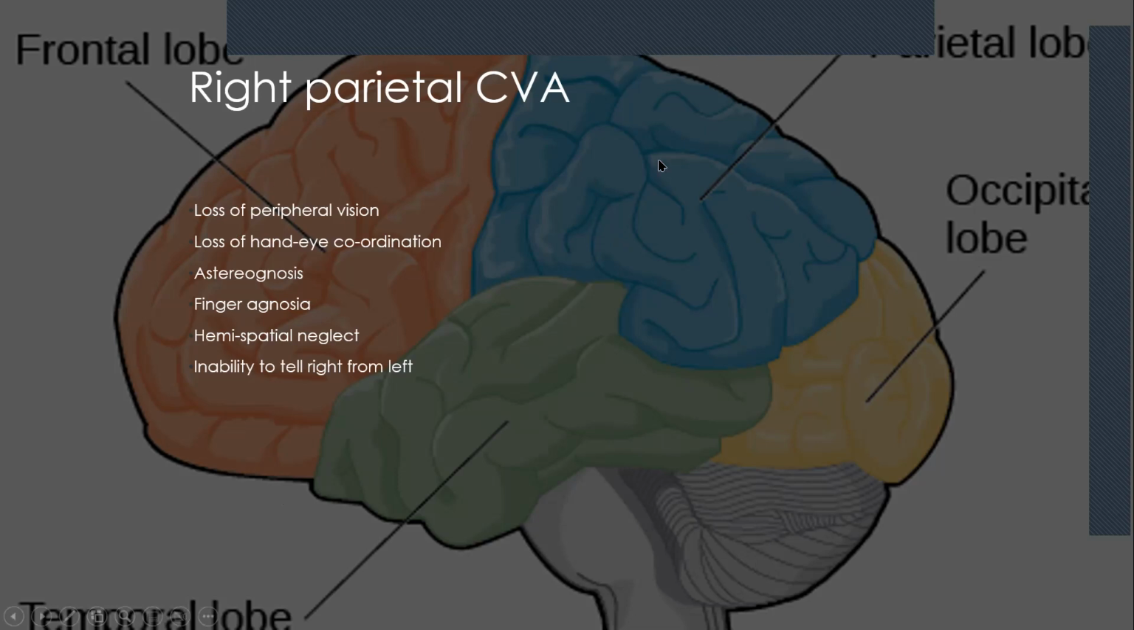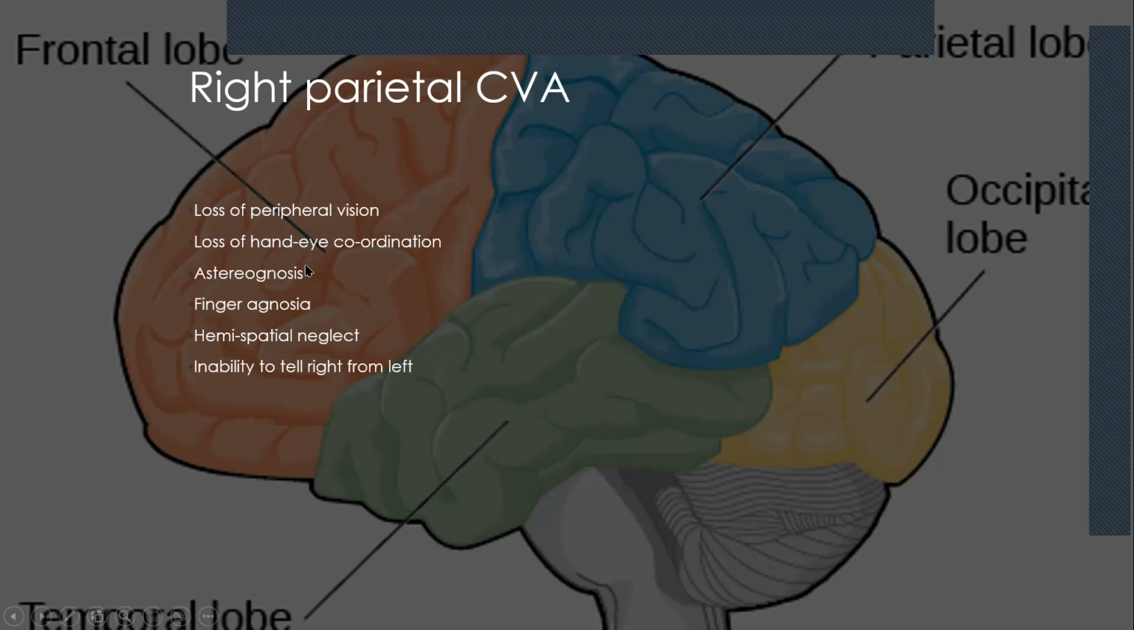Okay. So what happens when you have a parietal CVA? You have a loss of peripheral vision, right? Loss of hand-eye coordination. When I say loss of hand-eye coordination, there's actually a lot of difficulty with the patient picking up things, putting things in their mouth. It may be difficult to pick up in a small examination, but you may start noticing it if you spend a bit of time with the patient.